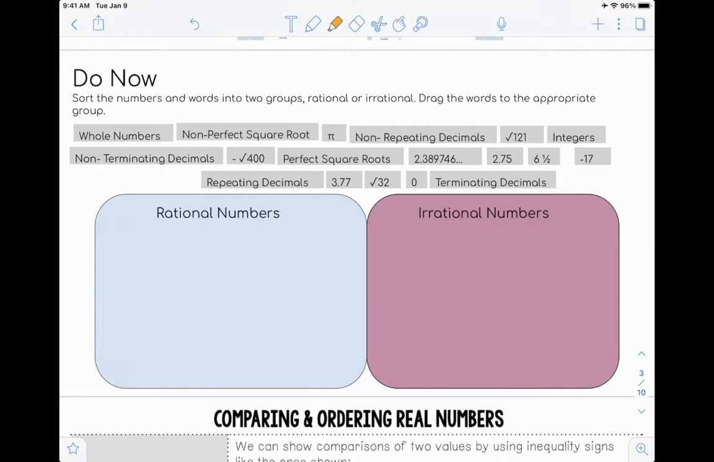So really the big idea here is that rational numbers are perfect squares, they're whole square roots of perfect squares, they're whole numbers, they are repeating decimals and terminating decimals. Irrational numbers are non-perfect square roots, they are non-terminating and non-repeating decimals.